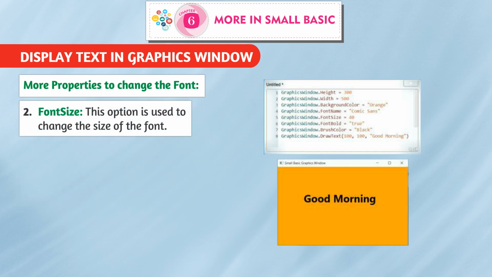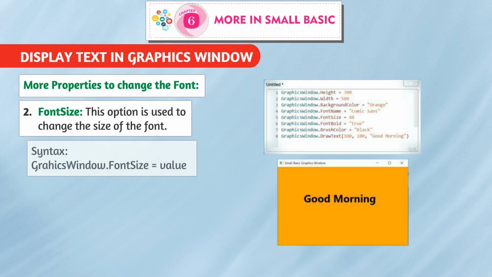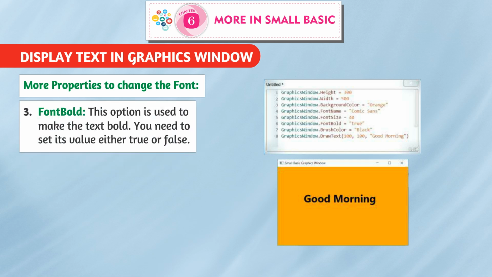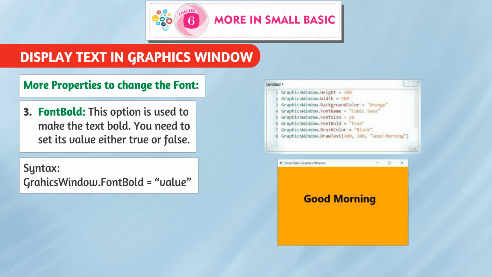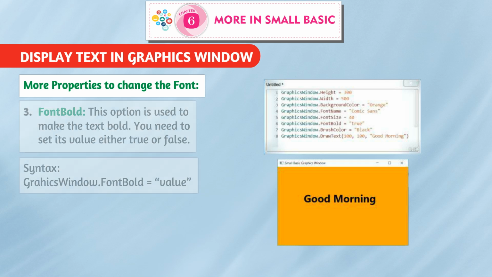Font size. This option is used to change the size of the font. Syntax: graphicswindow.FontSize = value. 3. Font bold. This option is used to make the text bold. You need to set its value either true or false. Syntax: graphicswindow.FontBold = value.